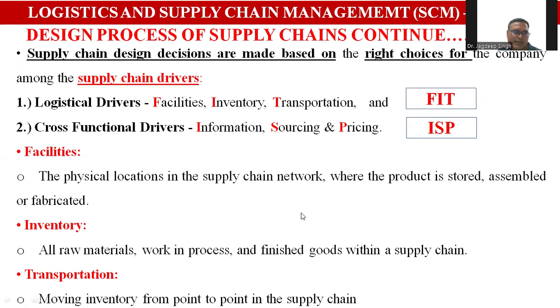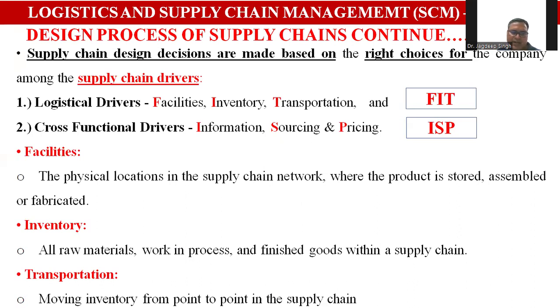First logistical driver is facility. The physical location in the supply chain network where the product is stored, assembled and fabricated. So this is the facility basically. What is inventory? All raw material, work in progress, and finished goods within a supply chain. So these are the inventory basically. It is not limited to raw material, work in progress and finished goods inventory. There are other kinds of inventories as well. So normally for production purposes, we consider these three kinds of inventory.